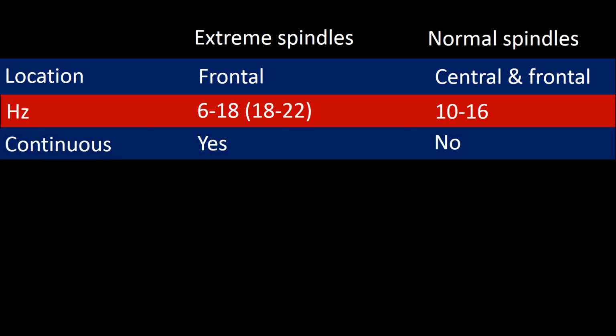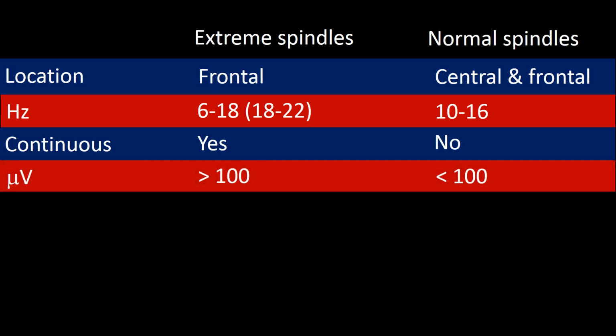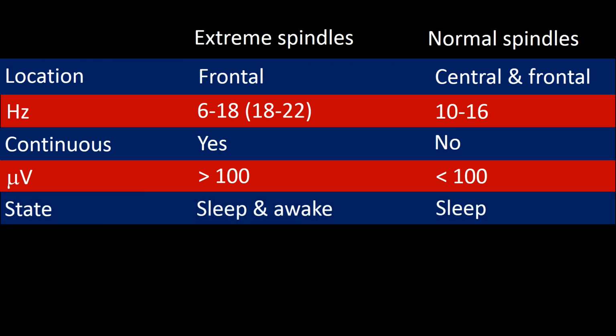Extreme spindles tend to be continuous, whereas normal sleep spindles are intermittent. They occur in intermittent bursts. Extreme spindles are usually more than 100 microvolts, whereas regular spindles tend to be less than 100 microvolts. Extreme spindles occur during sleep and wakefulness, whereas normal spindles only occur during sleep.